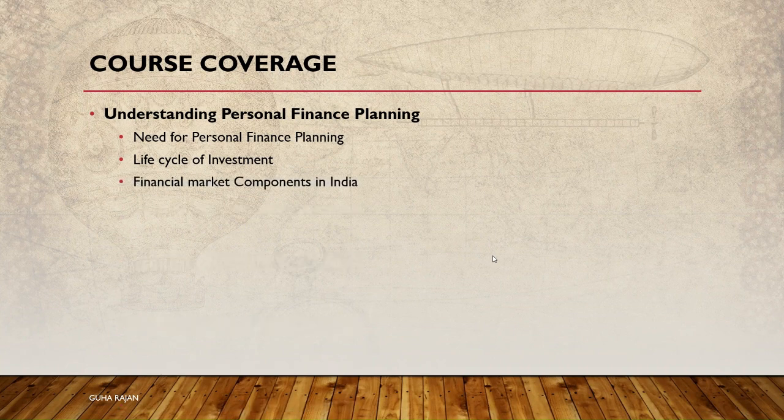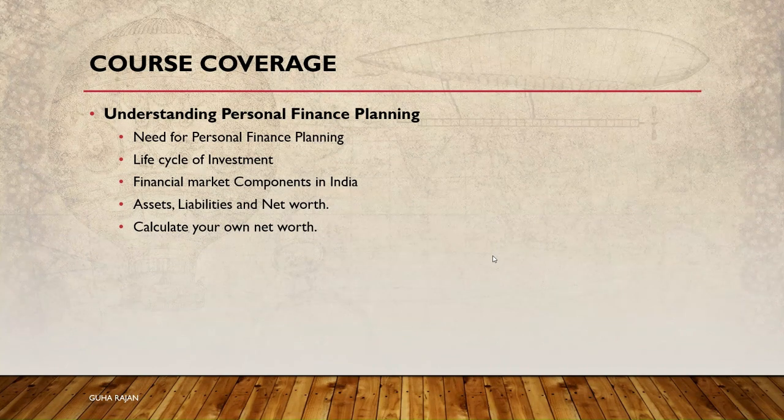And then we get into the financial market components in India, what are the various avenues we have got, where do we invest money, and what are the regulatory bodies in India. That's what we are going to look at. And then understand what is an asset, what is a liability, what is the net worth of an individual, and how do we calculate the net worth. I'll be taking an example with a spreadsheet, so you can calculate your own net worth as well.